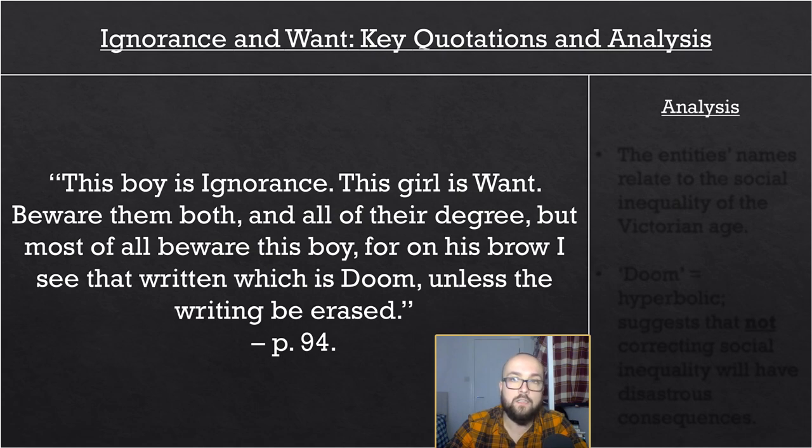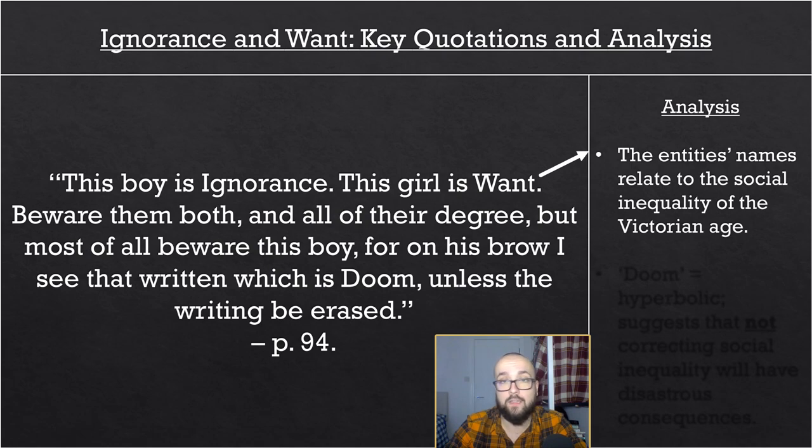Now, if we're going to analyse this dialogue, I think an important place to start is at the names ignorance and want themselves. These two abstract nouns encapsulate many of the problems social inequality causes. You see, because of a lack of proper education, many of the impoverished would have been ignorant and therefore severely disadvantaged. Without a proper education, the poor would have been unable to gain new skills, or gain them easily at least, which would have been key to them obtaining social mobility and escaping the clutches of poverty.